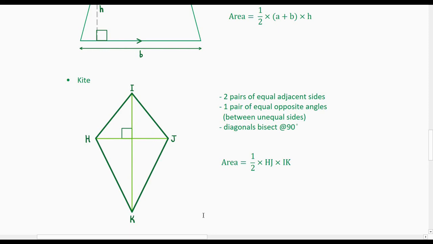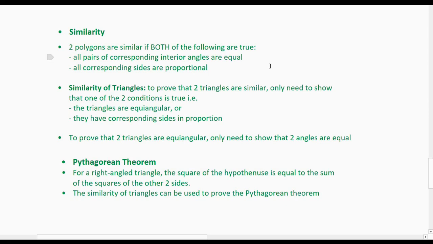Next, we looked at similarity, where normally two polygons are described as being similar if and only if both of the following conditions are true. These being all pairs of corresponding interior angles are equal and all corresponding sides are in the same proportion. But something special in the case of triangles is that to prove that two triangles are similar, we only need to show that one of these two conditions is true. So either we need to show that the triangles are equiangular, meaning they have the same corresponding interior angles, or that they have corresponding sides in proportion.